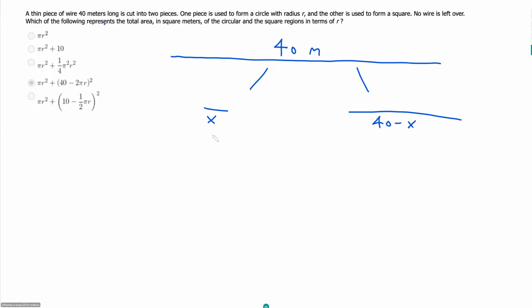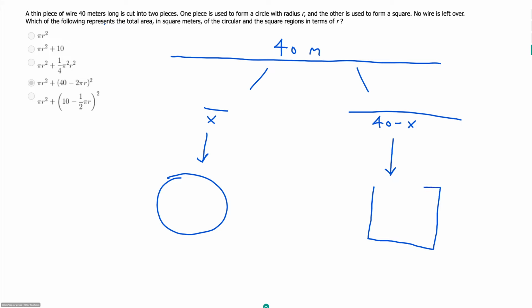And then from there, one piece is formed into a circle, and the other is formed into a square. We want to get everything in terms of r, not x, because I just made up this x. So we've got to get rid of this x and replace it with an r. So what do we know? We're looking for the total area, so that should just be the area of our circle plus the area of our square.